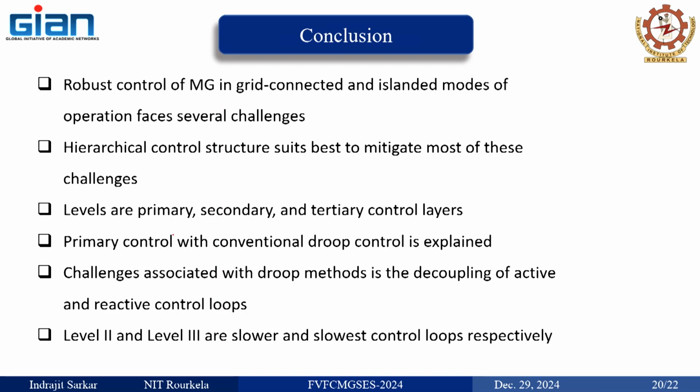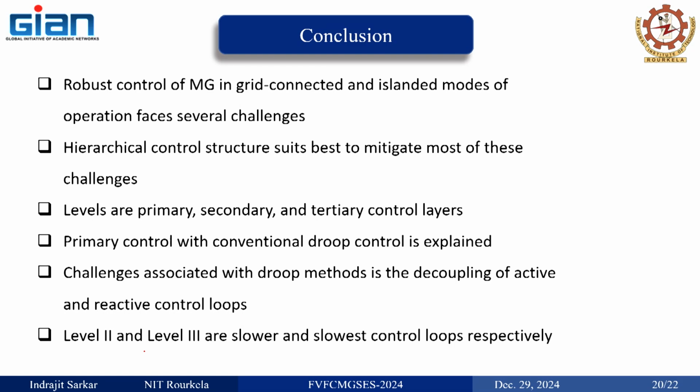Hierarchical control structure suits best to mitigate most of these challenges. Levels are primary, secondary and tertiary control layers. Primary control with conventional droop control is explained, and a challenge associated with the droop control method is decoupling of the active and reactive power control loops. This challenge becomes more prominent when your assumption, which is theta nearly 90 degrees, is not true.